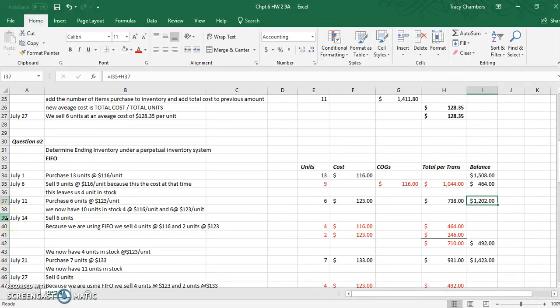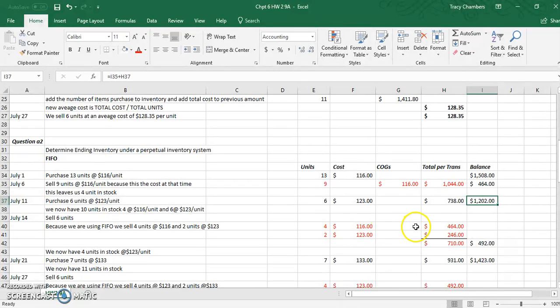On July 14th, we sell 6 units. And because we're using first in, first out, we sell 4 units at $116 and 2 units at $123, which is this calculation right here. And the reason we do that is because we have to know how many we're selling at each price that they were brought in at. So that's why we calculated how many we have in stock during each transaction.